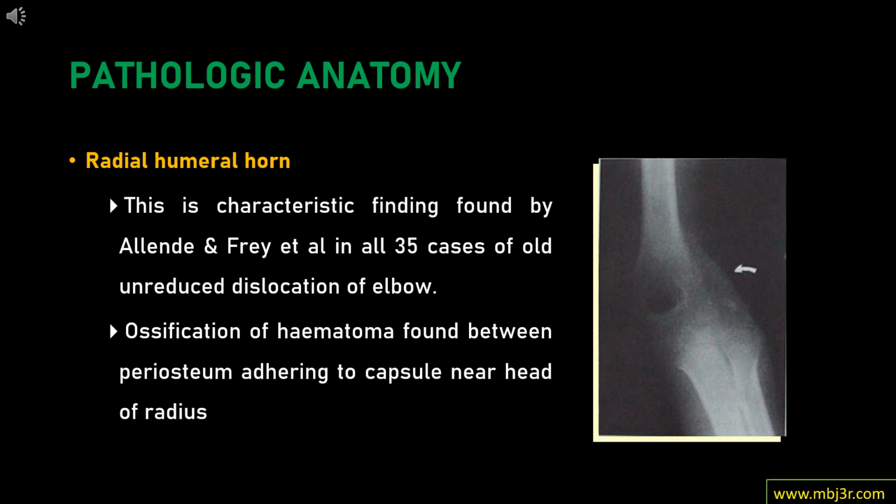In the X-ray, you will see the dislocated elbow. The radial humeral horn is seen in some cases. This is a characteristic finding found by Allende, Frey et al. in all 35 cases of old unreduced dislocation of the elbow. Ossification of the hematoma is found between the periosteum adhering to the capsule near the head of the radius.